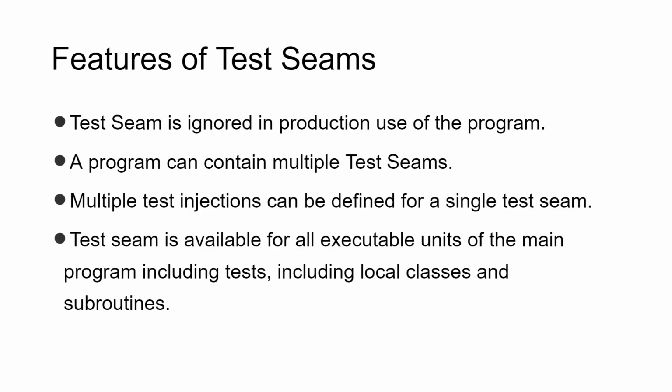Now, I will briefly talk about some features of test seams. Test seam is ignored in production use of the program. A program can contain multiple test seams. Multiple test injections can be defined for a single test seam. Test seam is available for all executable units of the main program including tests, including local classes and subroutines.